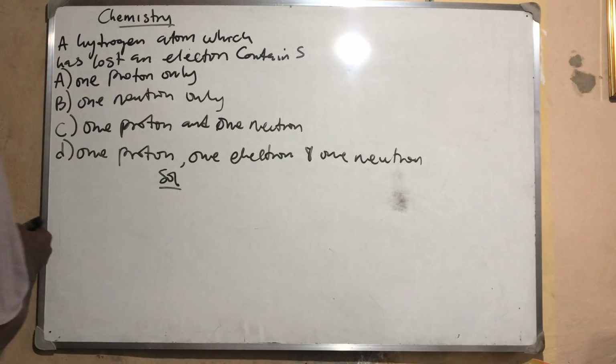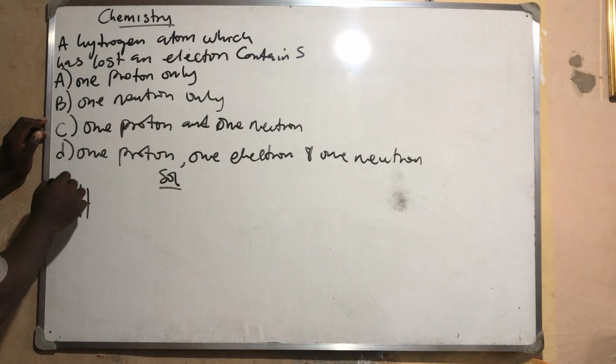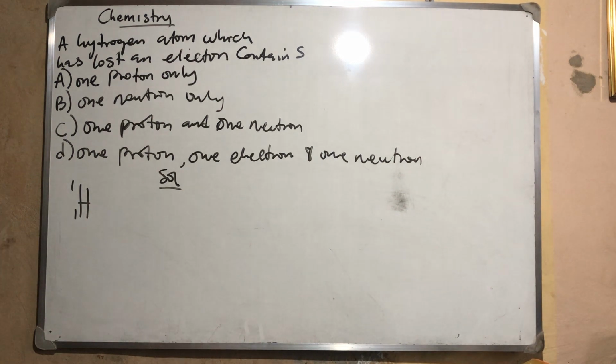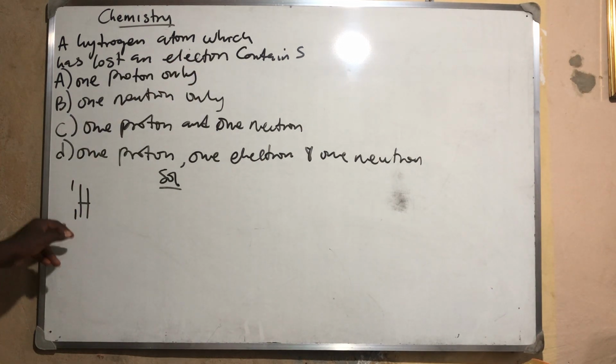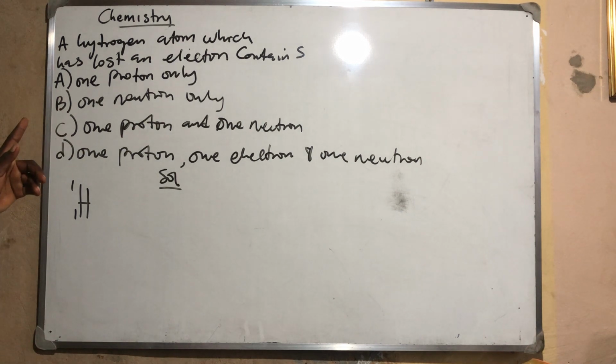Now you know that hydrogen has 1 and 1. What I mean by 1 and 1 is that hydrogen does not have any neutron. So the mass number is the same as the atomic number, and the atomic number is the same as the electron number. So once this man loses that electron, he has lost 1 electron. So he does not have any electron again. In fact, initially it does not have a neutron. Okay.